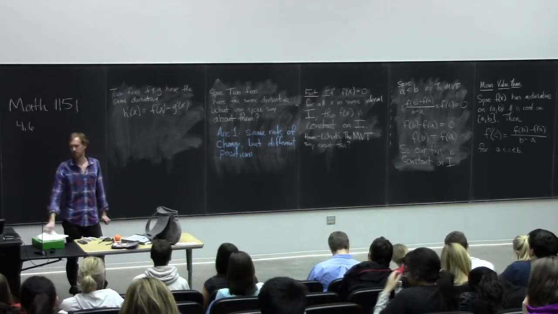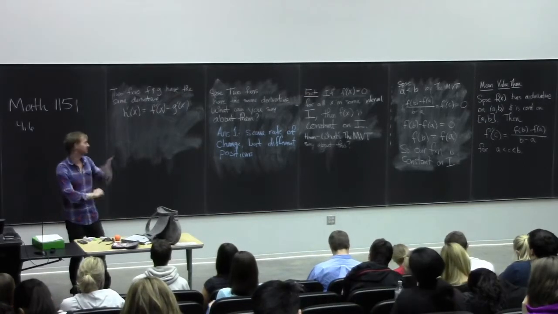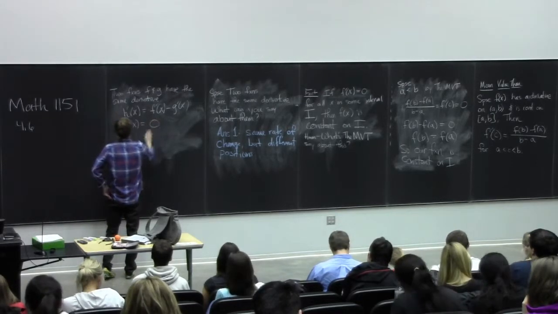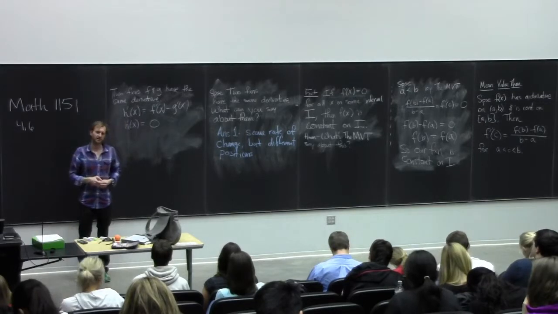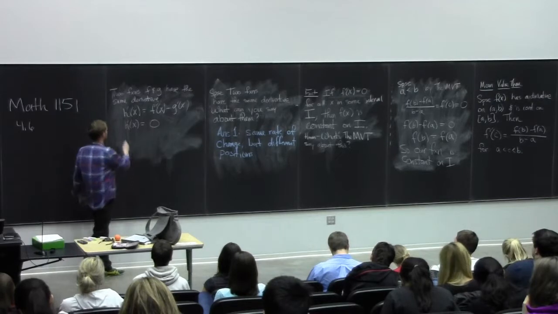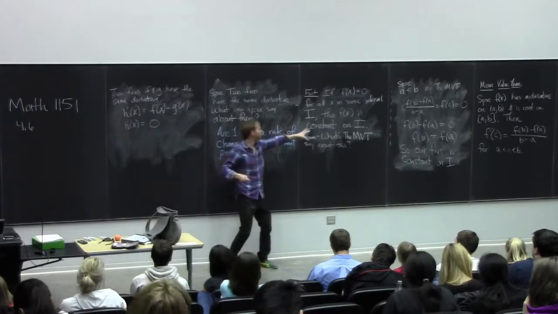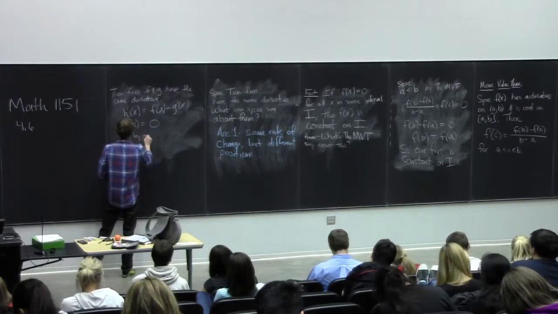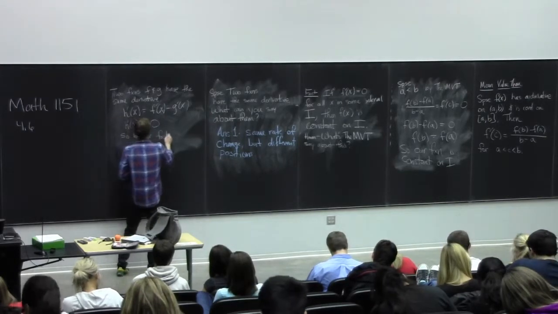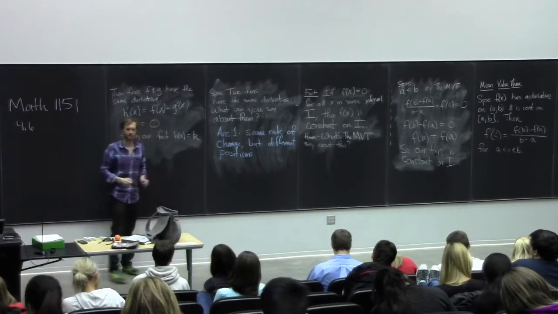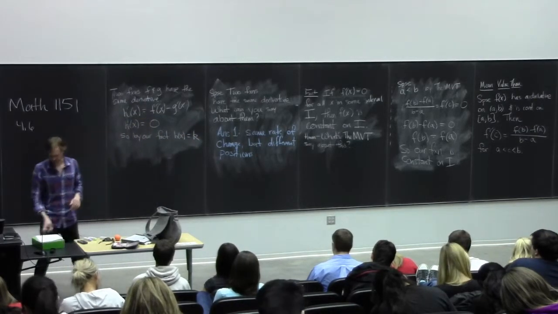So what do you get when you subtract them? 0. So now h prime of x is equal to 0. What's that tell you about h of x? h of x is some constant. So by our fact over here, h of x equals k for some constant.